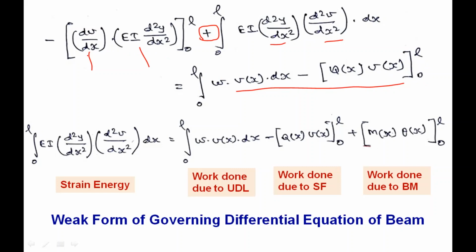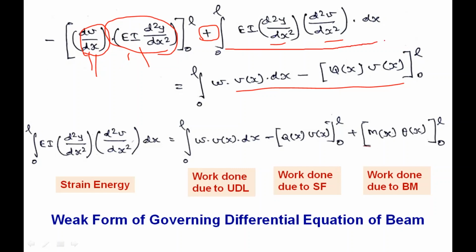What is this dv/dx? dv/dx is nothing but the first order differentiation of the function v. This is going to be called the slope. And what is EI d²y/dx²? This is the second order derivative of the transverse deflection multiplied by the EI. This is nothing but the bending moment. This term is going to be written as M(x). This is theta(x).